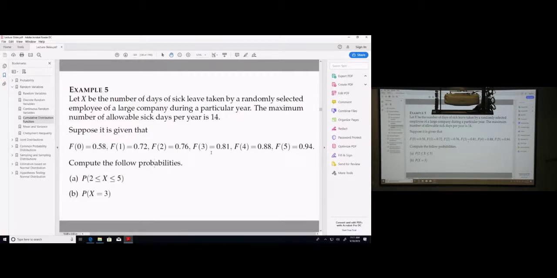So the first thing we want to handle is to say, what is the probability, what is the proportion of the employees in this company who take between 2 days and 5 days of sick leave, inclusive of 2 and 5. And then B would be x equal to 3. So you will see a little bit of clumsiness when we describe less than or equal to, because we just want to make sure people know I'm including 2 and I'm including 5.